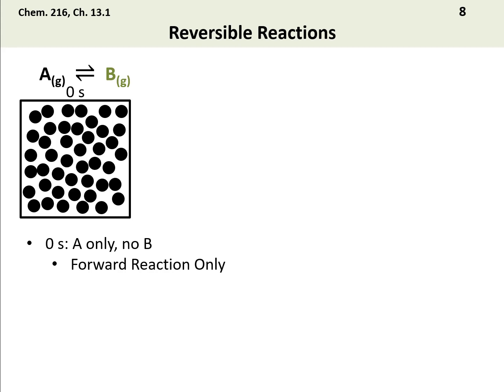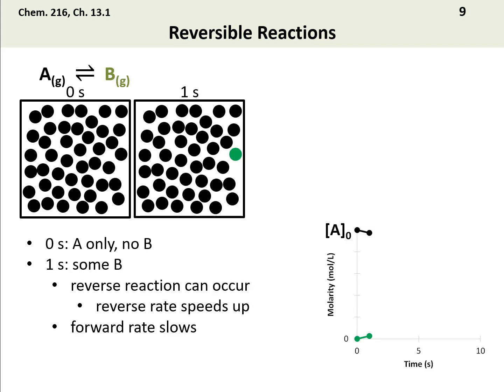Let's say we have this reaction here. A goes to B. And so if we were to start off at 0 seconds, so time equals 0 seconds, and all we have is A, okay, what's going to happen? Well, some of this A is going to just turn into B, right? So let's say this one turns into B. Okay, notice no B can turn into A because there is no B, right? So I can't have this reverse reaction, okay?